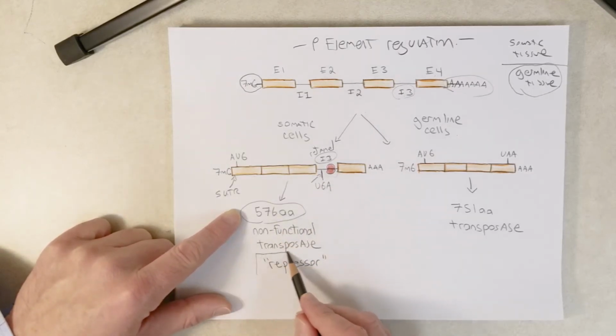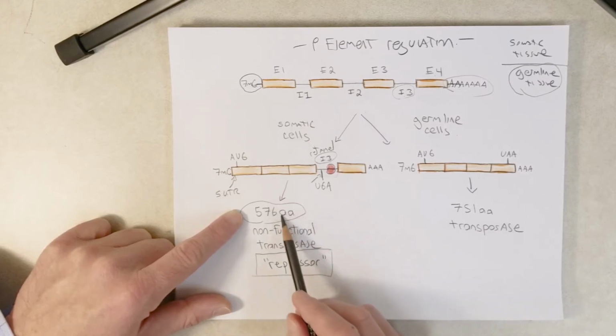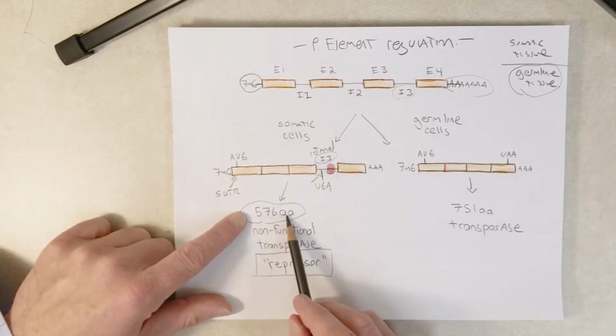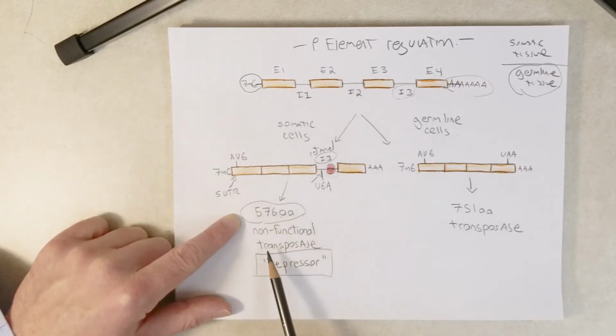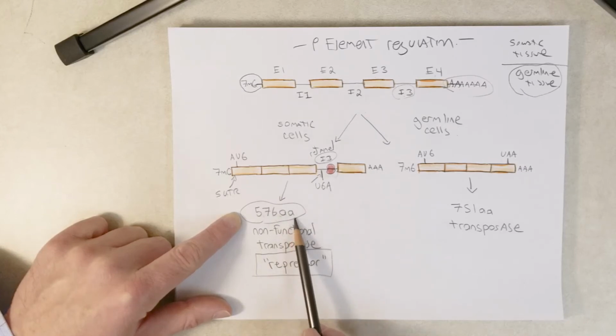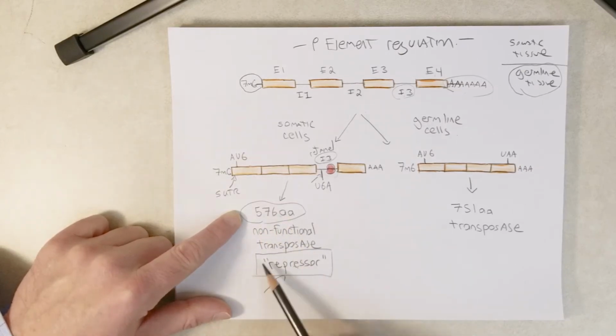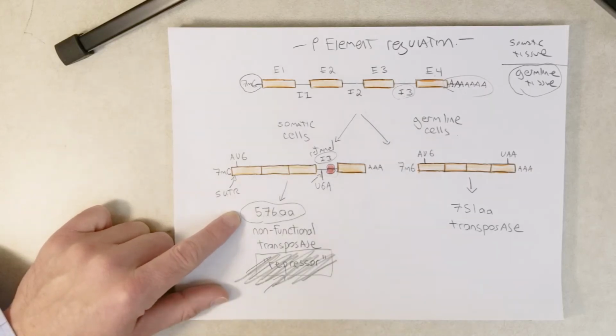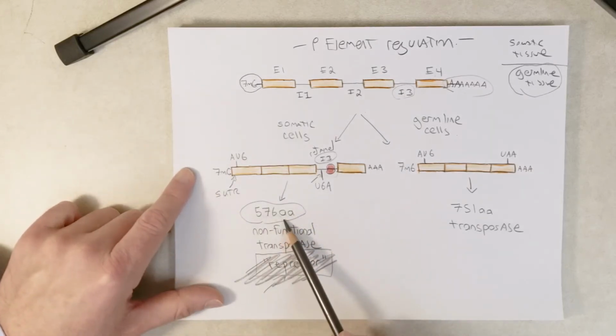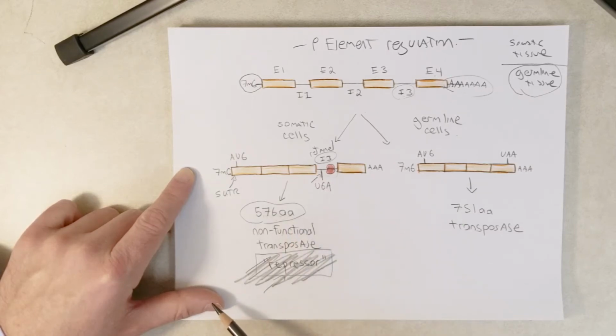And there's some evidence to suggest that when this 576 amino acid protein is in the cell, it can prevent any full-length, functional transposases from functioning. That's why some researchers call this the 576 amino acid P element repressor. But that's kind of complicated, so we can just consider this to be a non-functional transposase. So that's why P elements do not move to new locations in somatic cells in Drosophila.